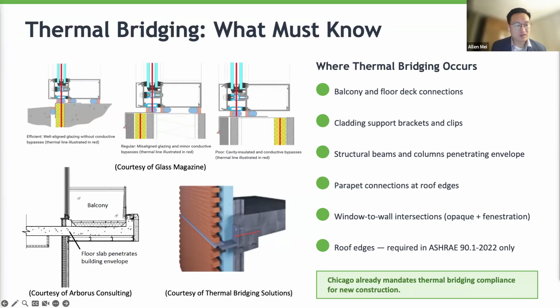The second thermal bridging condition we typically see is balconies and floor deck penetrations. If you have a balcony penetrating the thermal envelope, that little balcony is a huge thermal bridge. And the third one is cladding support. If you have a cladding support, that's like attaching something to your thermal envelope. If you don't mitigate, that can create a little heat loss path.